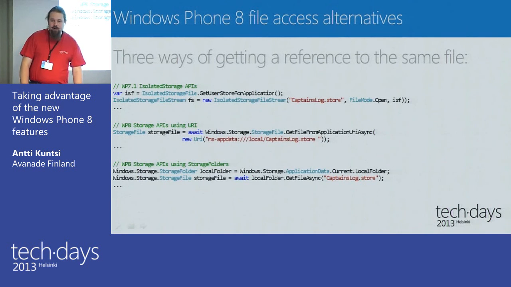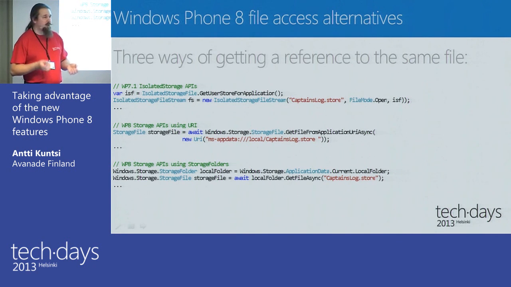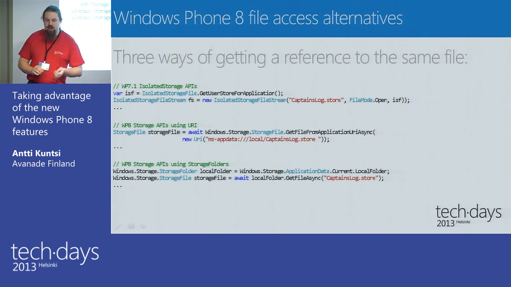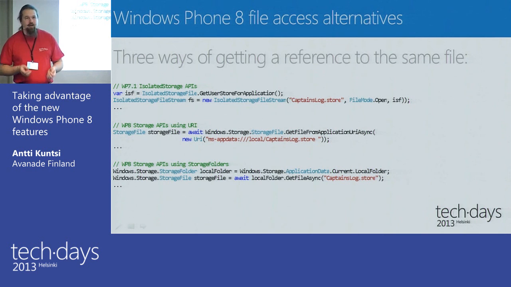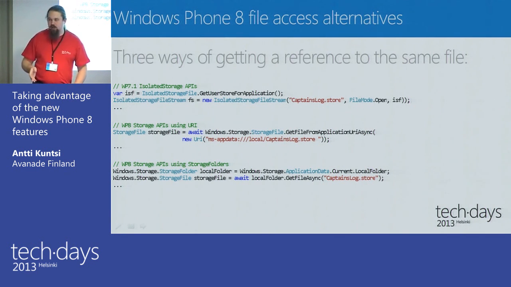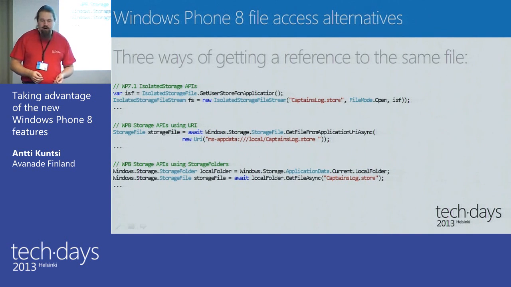So how to access these files? Three ways in Windows Phone 8. There's the Windows Phone 7.1 isolated storage APIs, still there, existing, working as they were. You can use GetUserStoreForApplication and then give a path. You can use the Windows 8 storage API with a URI. So ms-appdata://local. That's mandatory to have, all of it until the final slash in here. It always has to start with that. And then a file or a path and a file.